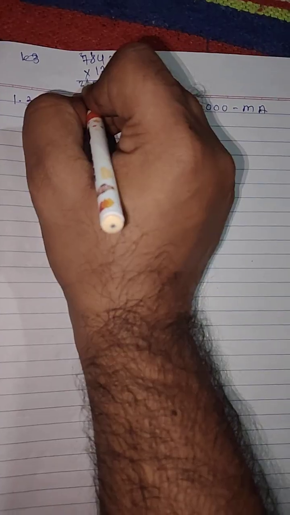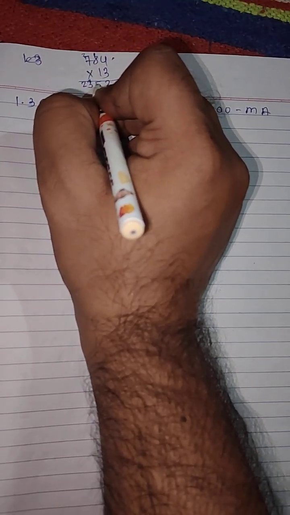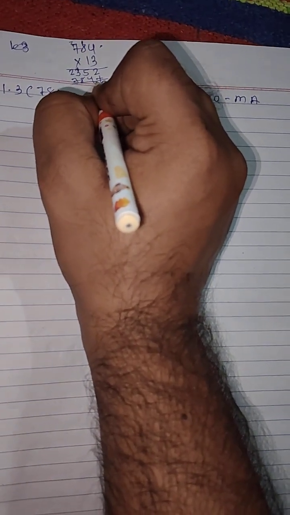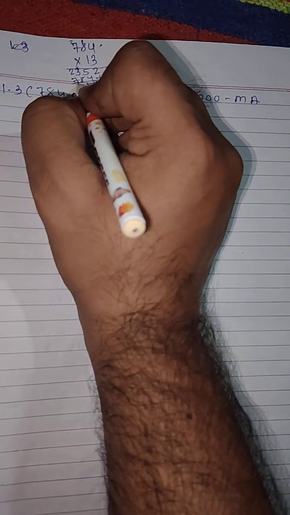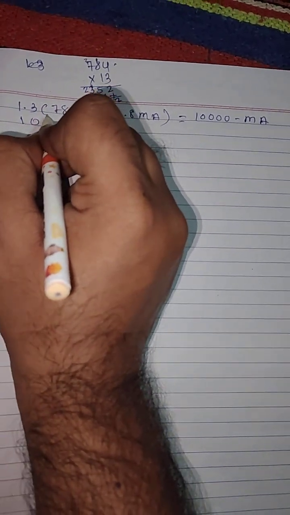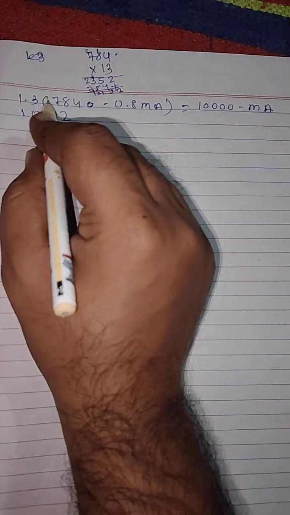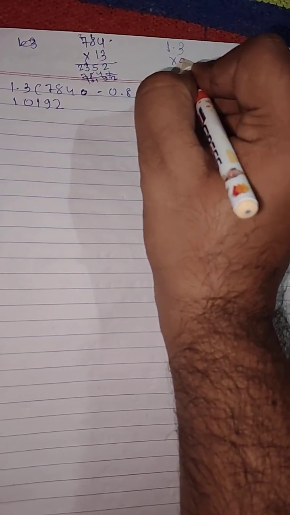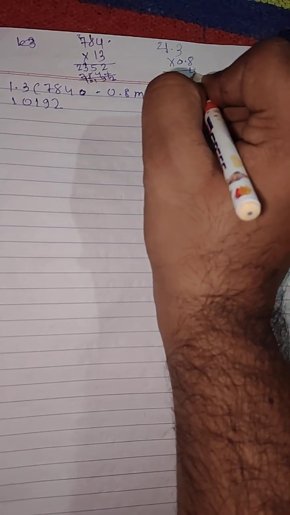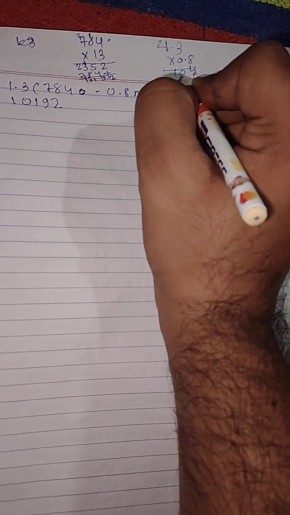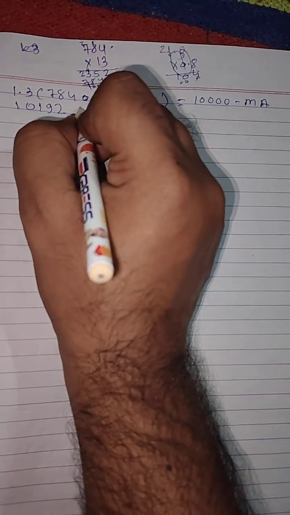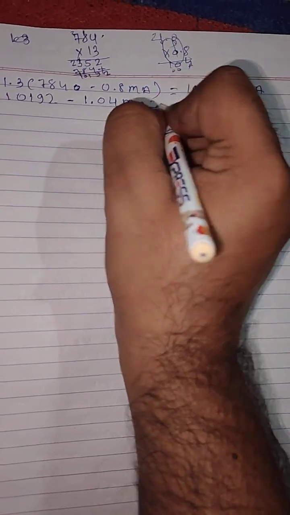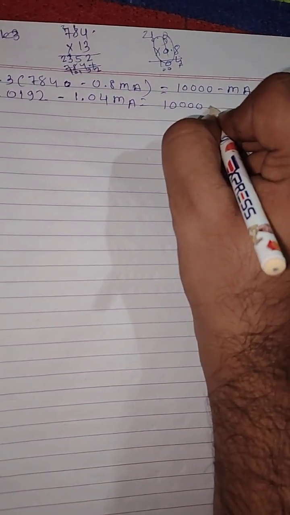Okay, it is 23,784 as it is. So 2 9. Okay, so it will be 10,192. So now here 1.3 into 0.8. Okay, so it is 2. Okay, so it will be 1.04 MA, and yet 10,000 minus MA.